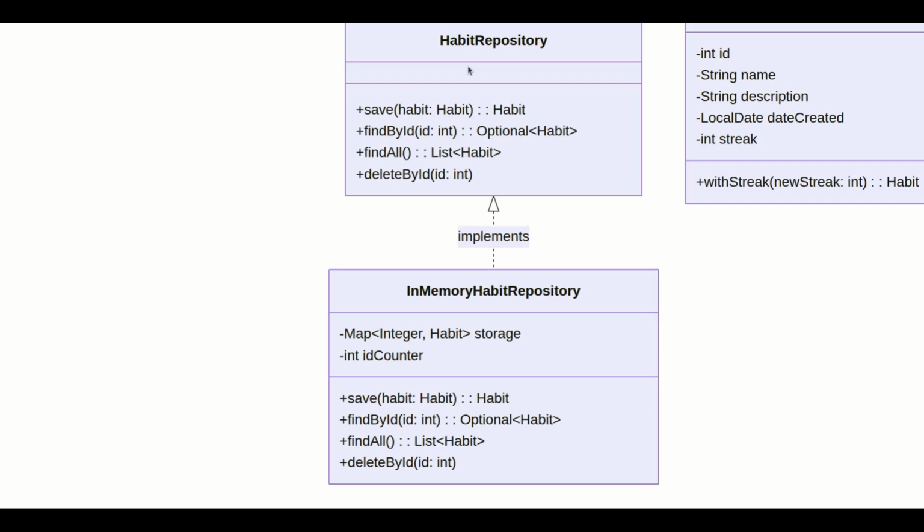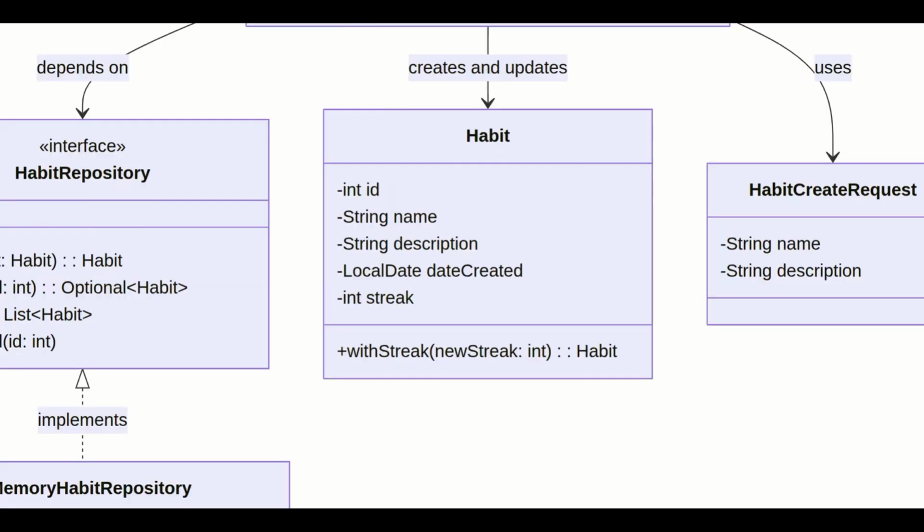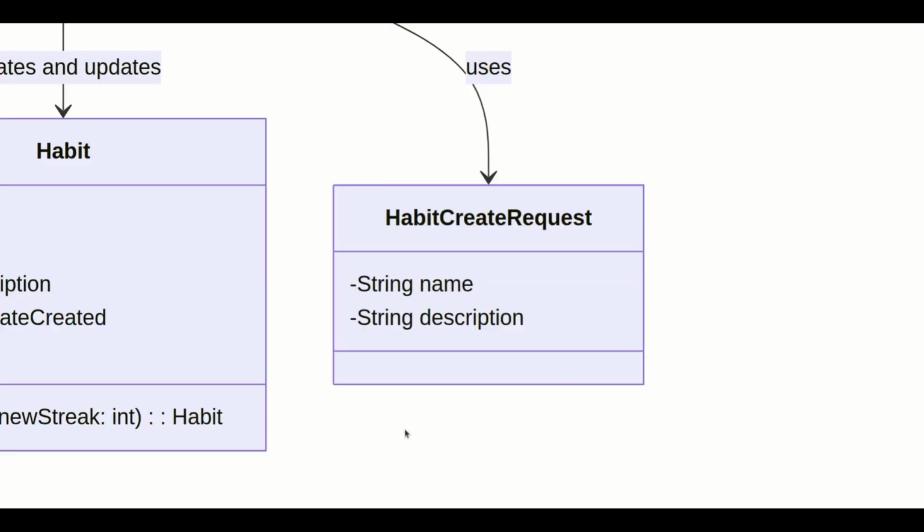simple applications or testing. The habit class is the model representing a single habit. It stores fields like ID, name, description, creation date, and streak count. The withStreak method returns a new habit object with an updated streak value, supporting an immutable style of updating. And habit create request is a simple data carrier used when creating a new habit. It contains only the name and description needed for the initial creation process.